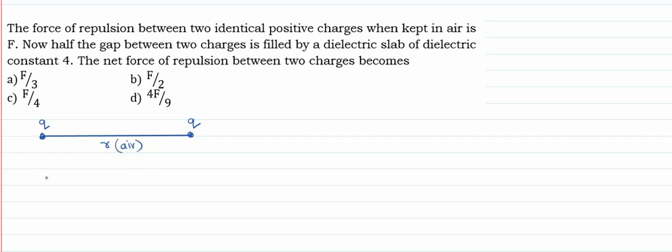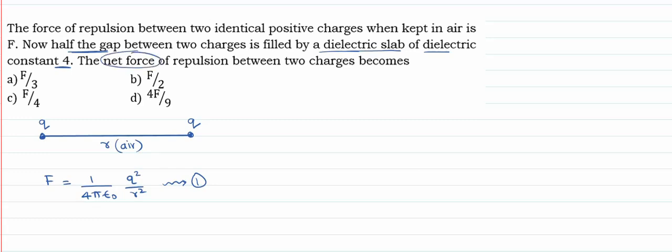So the force between them he has given as F. So F is equal to 1 by 4 pi epsilon naught Q square by R square. This is equation 1. Now if you read further, half the gap, meaning R by 2, is filled by a dielectric slab of dielectric constant 4. So now you are required to find the net force.